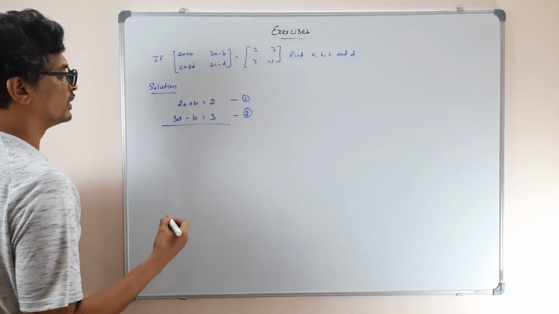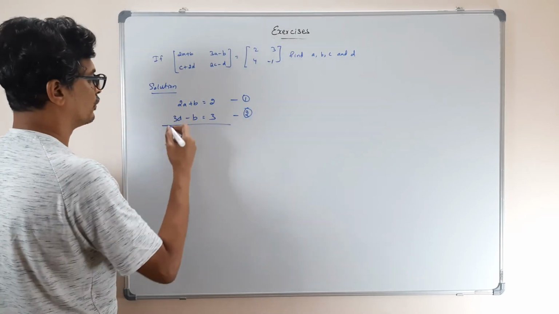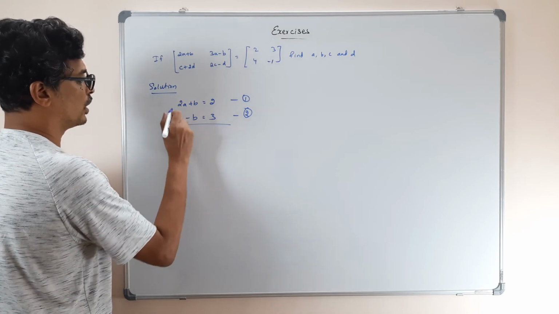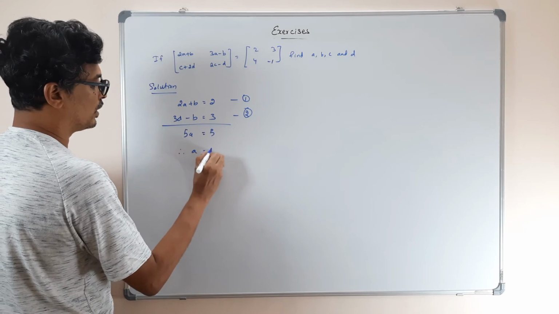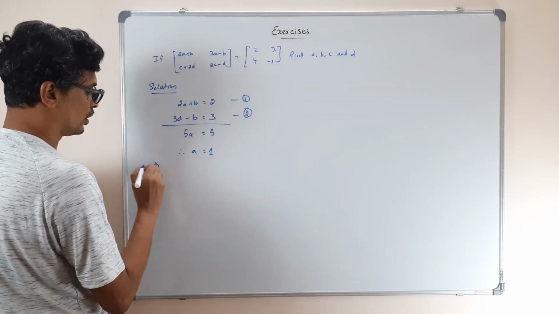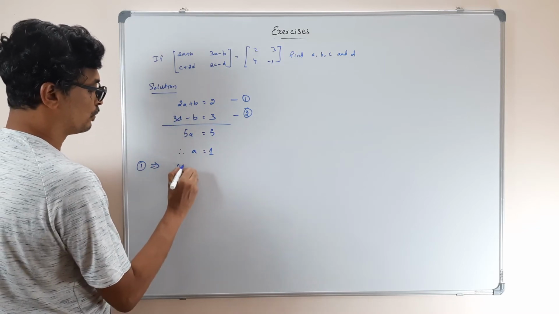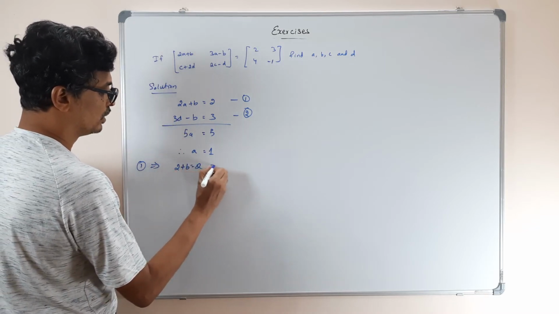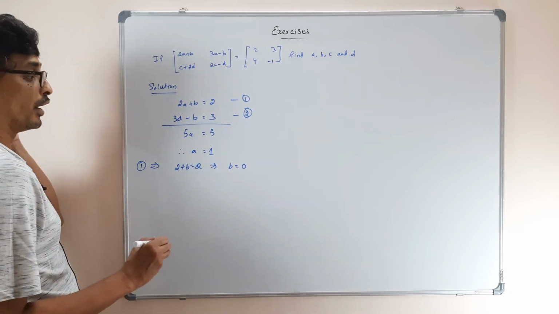We can go with elimination because B itself will cancel if I add them up. Therefore 5A, because 2A plus 3A equal to 5A, equal to 5. Therefore A equal to 1. If you substitute this in 1, 2A means 2, so 2 plus B equal to 2, and this gives B equal to 0. We got it. So A and B we got.